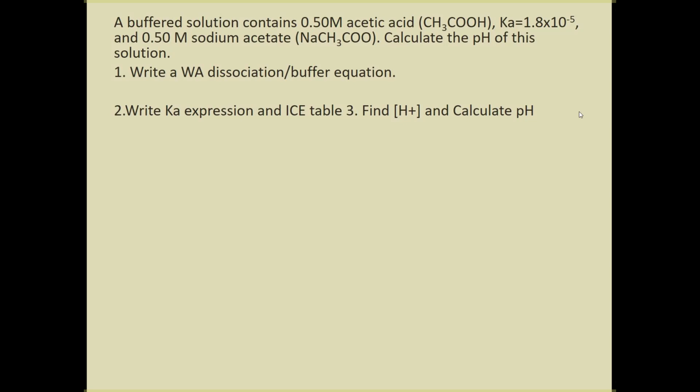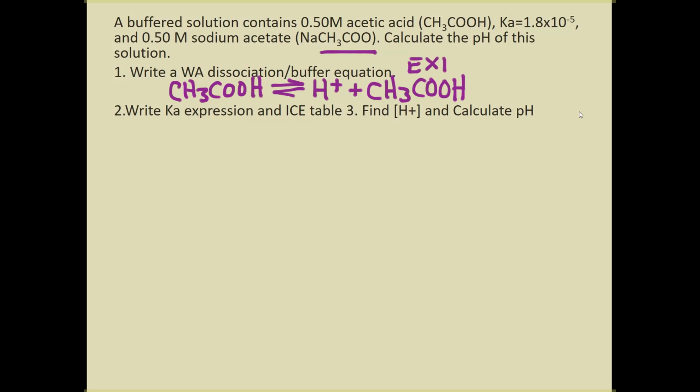This is a buffer solution that contains acetic acid and sodium acetate. Notice the common ion right there, that acetate ion, and it says calculate the pH of the solution. Let's first start off with an equation. I always like something I can hang my hat on just to figure out what's going on. This is an organic acid. It is going to release that hydrogen ion, and then have a leftover. And then we know that we're going to add extra of this.